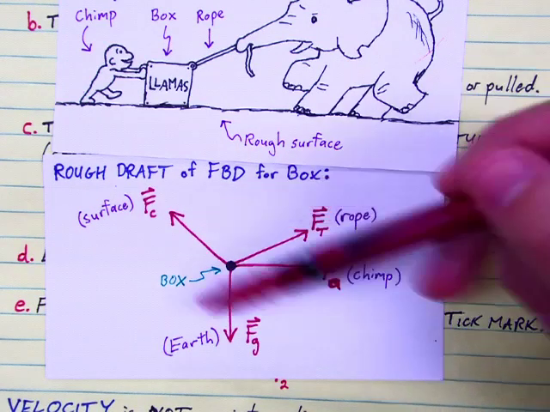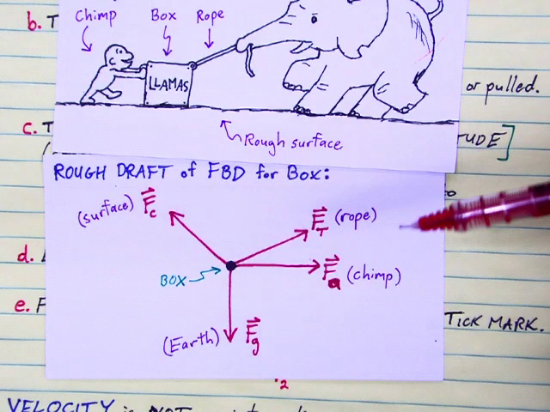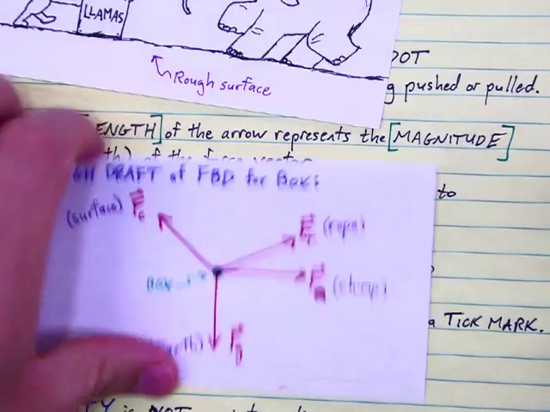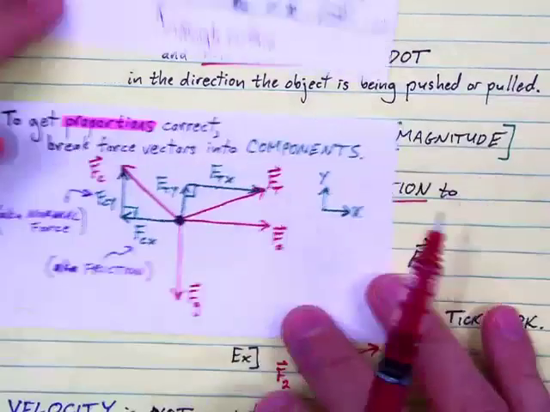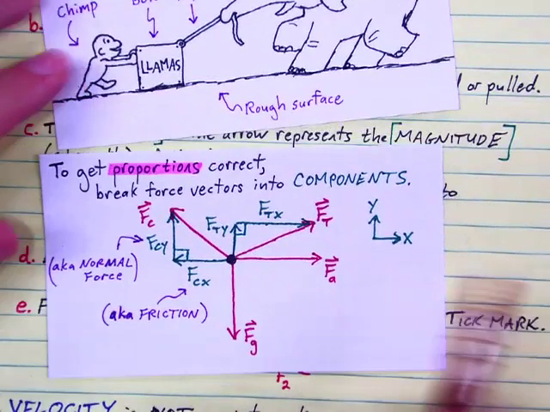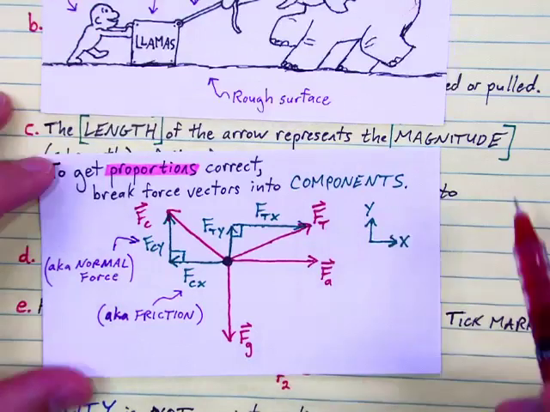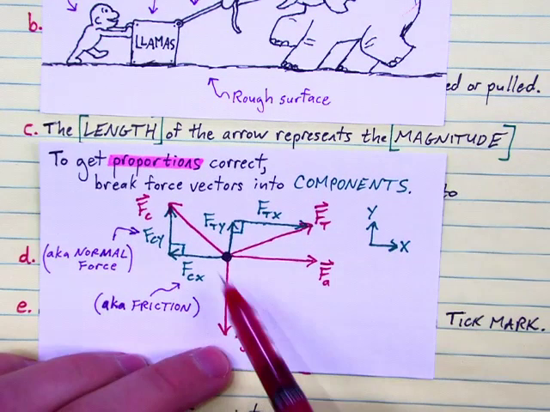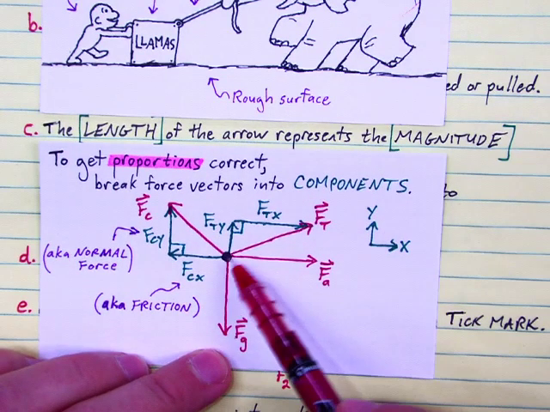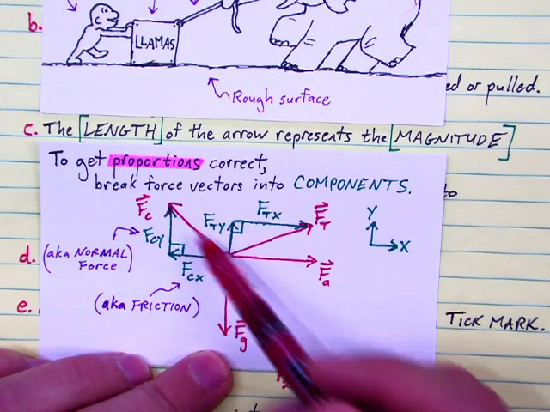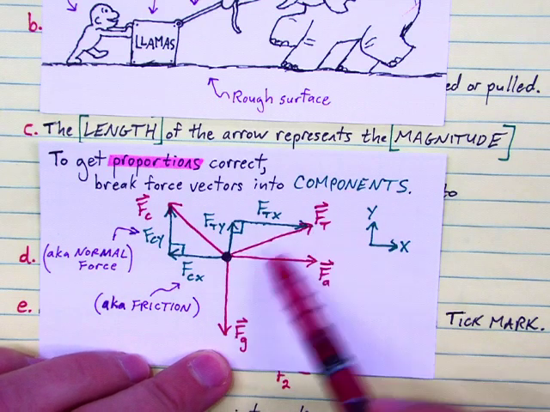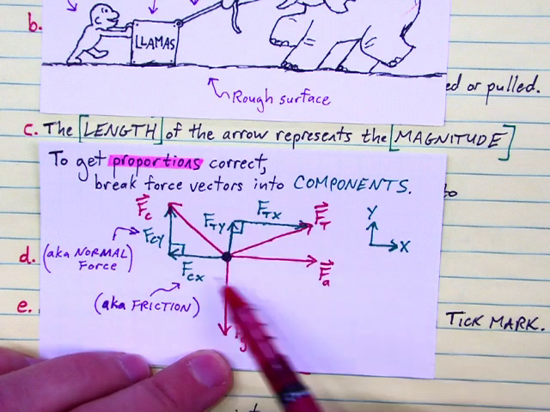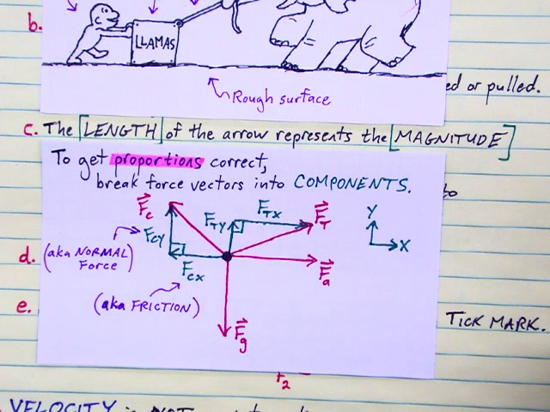Okay, so we've got our forces on here, but we do have to think about their proportions. To get the proportions correct, take all our force vectors and consider breaking them into components. Draw a set of xy axes over here on the right, and then for any forces that are not aligned with them, that is tension and the contact force from the surface here, break those forces into components by making them the hypotenuse of a right triangle, and the legs of the triangle are the components of that force.